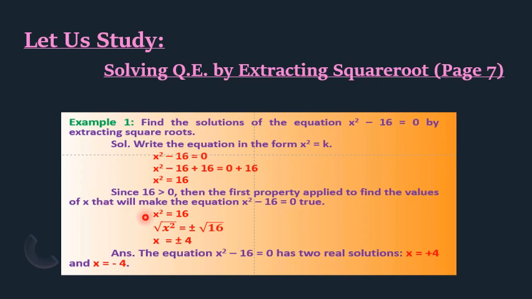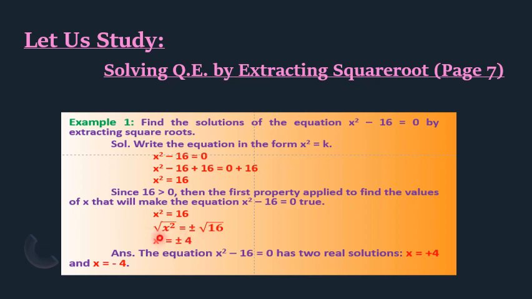Now, to solve, to remove the squared on x squared, you need to square root it. So, when we square root x squared, only x remains. You also square root the 16. So, take note of the following: when we square root a number, you have two answers, a positive and a negative. So, obviously, when we square root a number, we have plus or minus.